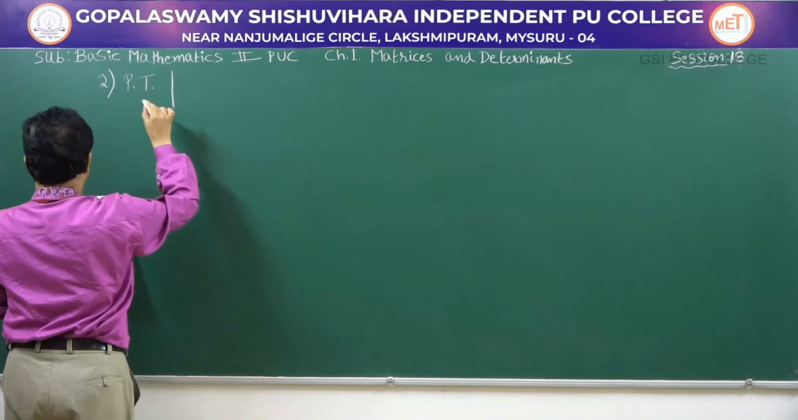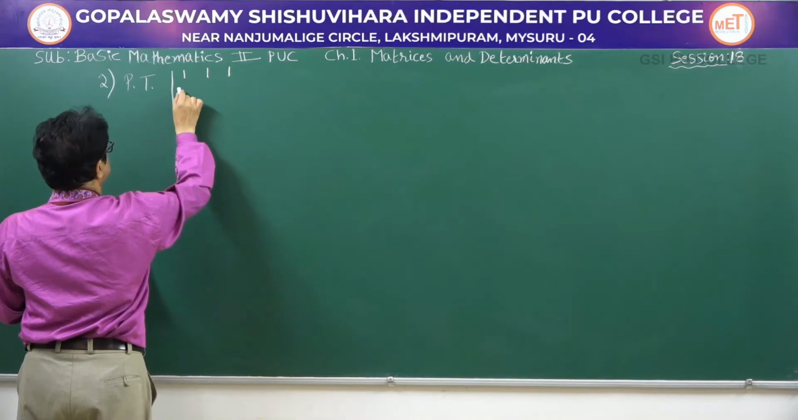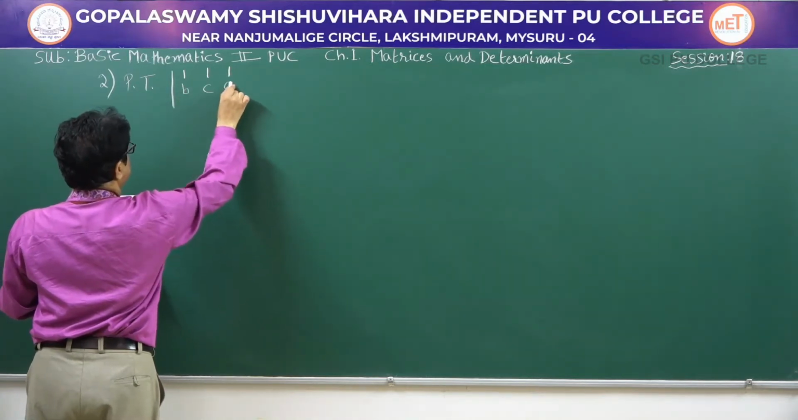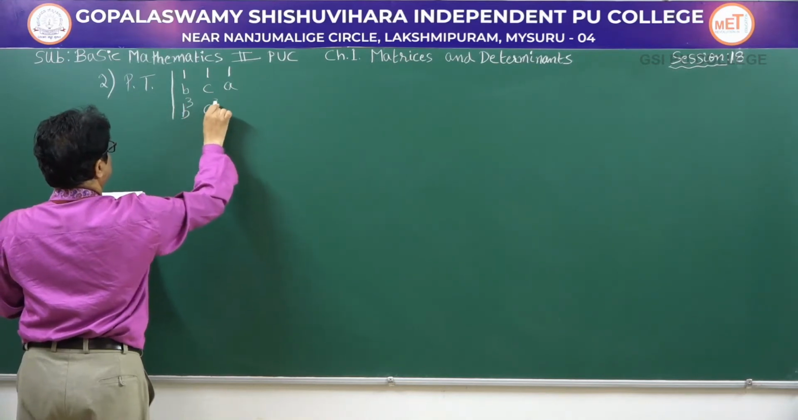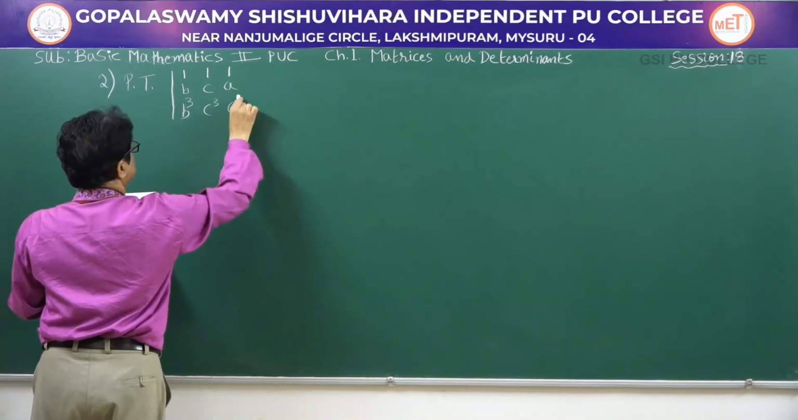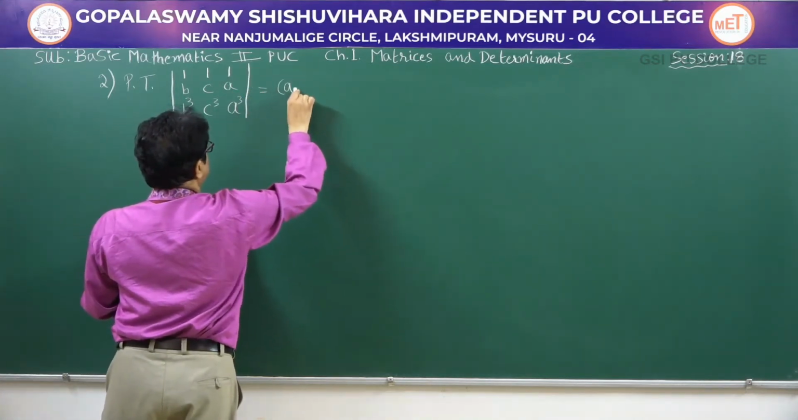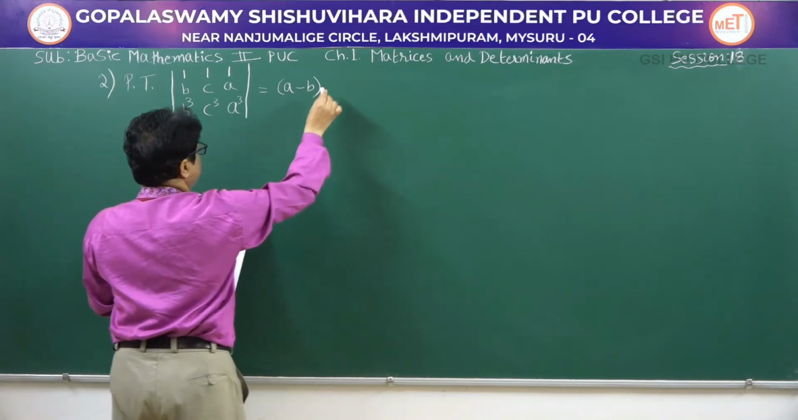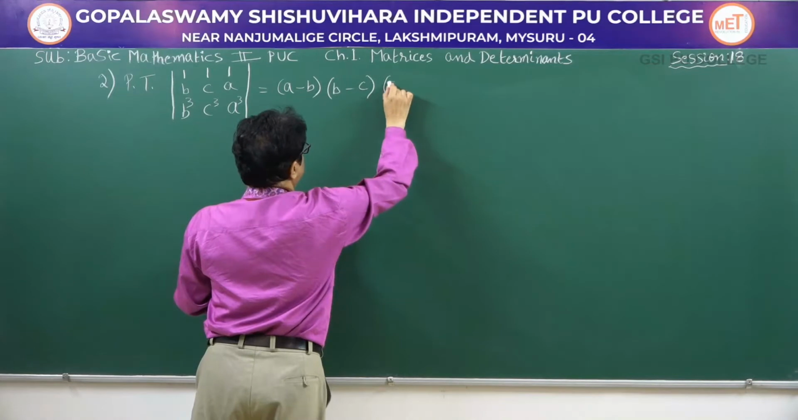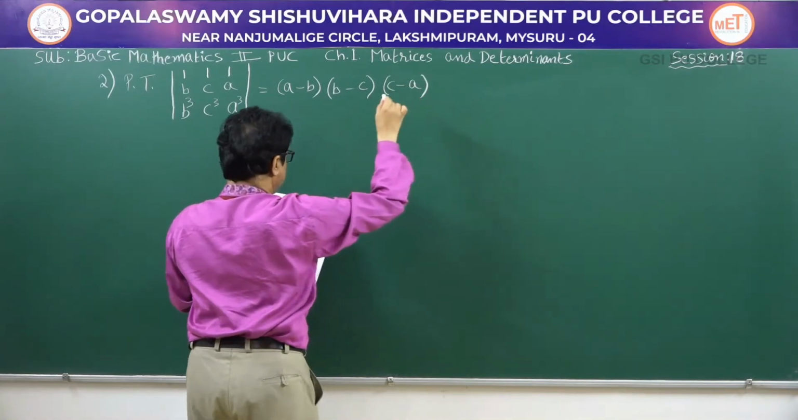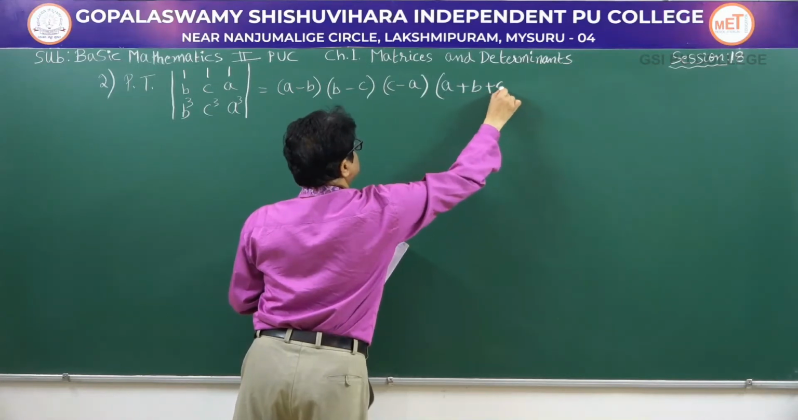Prove that determinant of 1, 1, 1, B, C, A, B cube, C cube, A cube will be equal to A minus B into B minus C into C minus A into A plus B plus C.